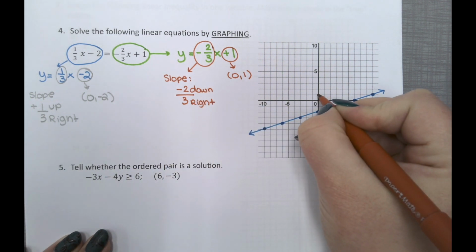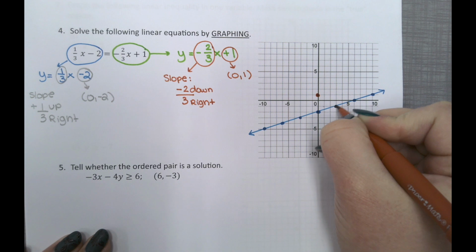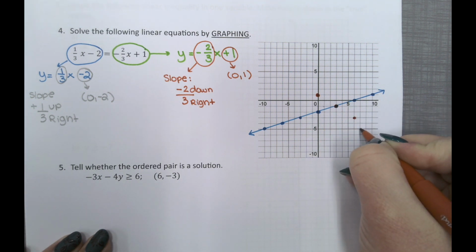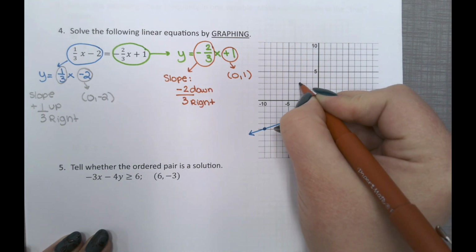So starting at +1, 2 down, 1, 2, 1, 2, 3. And again, the opposite way, 1, 2, 1, 2, 3.